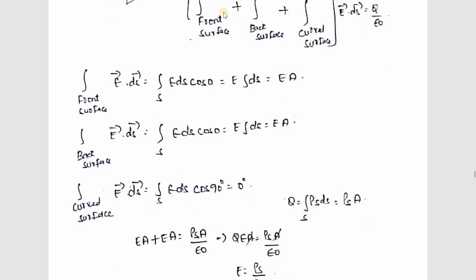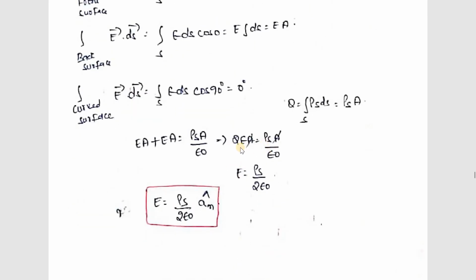So according to the Gauss law, we have front surface plus back surface, that is EA plus EA, is equal to Q, and what is Q? It is rho s ds, and since ds is also a closed surface like this, the surface integral of ds is A, meaning the area of that surface is A. So here also it is A. So it has become rho s A by epsilon naught. So this has become 2EA is equal to rho s A by epsilon naught. A and A will get cancelled. So E is equal to rho s by 2 epsilon naught. So E is equal to rho s by 2 epsilon naught into AN.